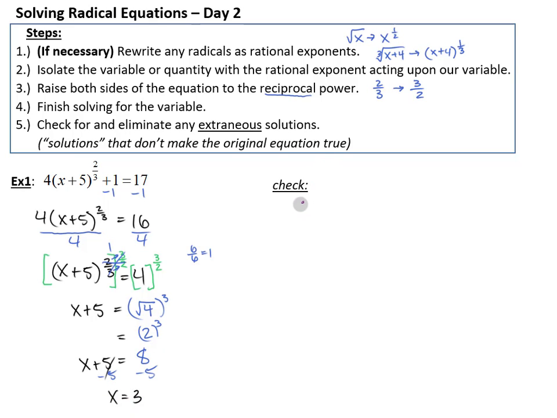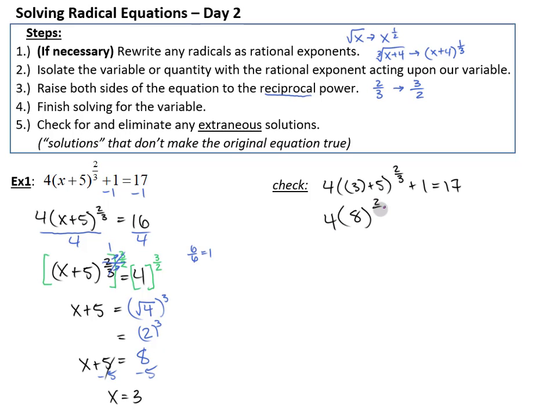The only thing left to do is check. Now you can check this by hand, of course, which I'm going to do for this problem, where I have x, I'm plugging in 3, plus 5 to the 2/3 plus 1. Does this equal 17 is the question we're trying to find out. So 3 plus 5 in the parentheses becomes 8.